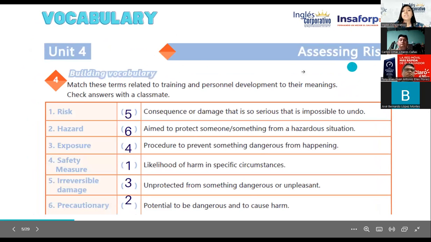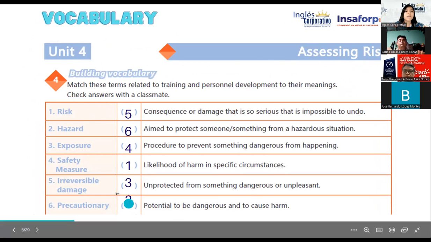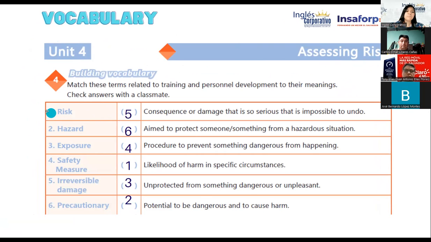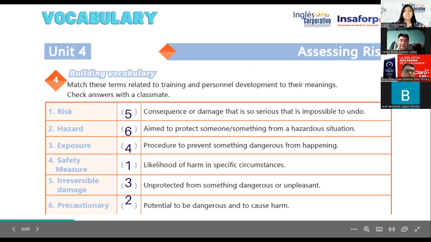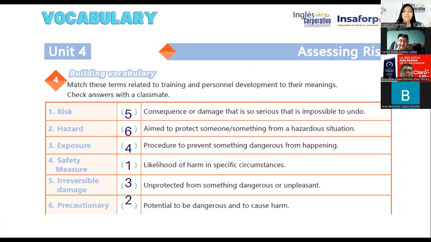So today we are going to start by talking about unit 4. The name of this unit is assessing risk. So we have different terms right here, and I would like to have some volunteers. Carlos Omar, read the definition for number one, Tony number two, Jose Bernardo number three, Nelly number four, five and six. Read. Likelihood of harm in a specific circumstance. Very good. Hazard. Potential to be dangerous and to cause harm. Yes.